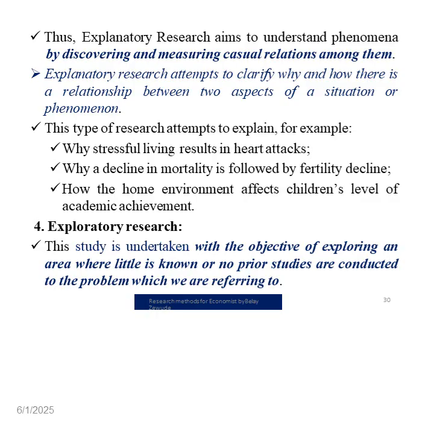Why does a decline in mortality get followed by declining fertility? Why do they have a direct relationship? And how does the home environment affect children's levels of academic achievement, how does it affect it, and why does it do that? This is also answered under explanatory research.